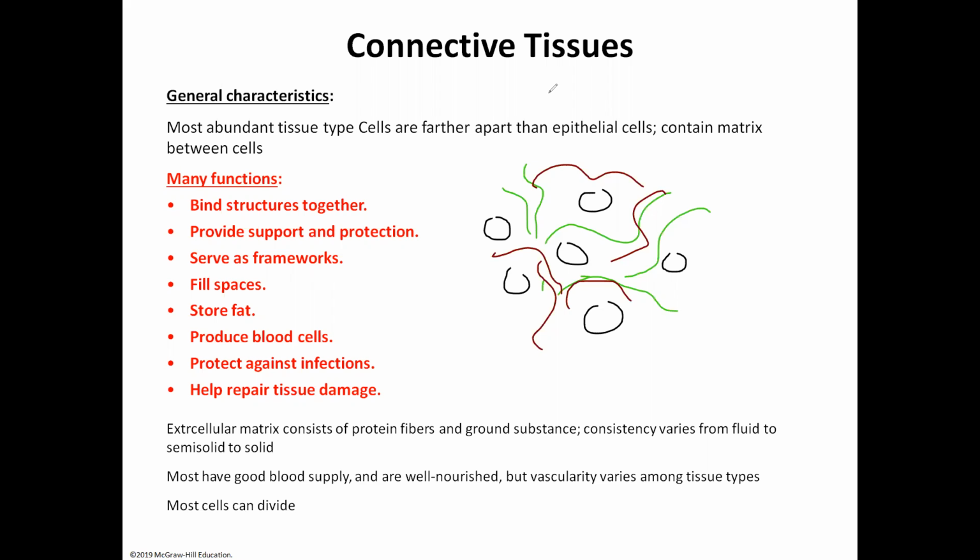Usually connective tissue has good blood supply, but when we think about them being well nourished, again, this kind of depends on the vascular system, and it can be a little bit different depending on the type of tissue we're looking at. And most of these cells do divide.